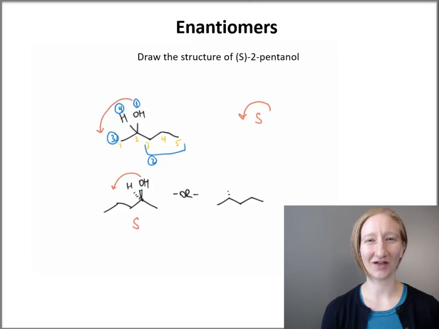The other way I can draw the S when I realize that my groups are in the wrong order is to put the OH group backward instead of forward and keep the methyl and propyl groups where they are. If that's hard to see on a 2D surface, build the model and convince yourself that these two drawings are depicting the same structure. They're both S-2-pentanol.